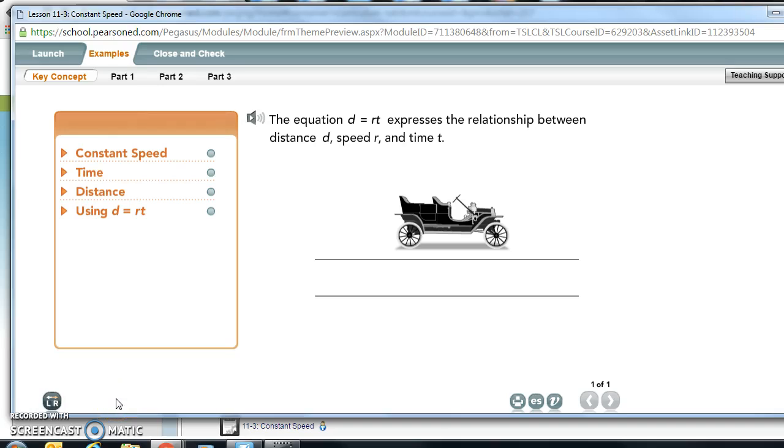So if you've ever driven a car before or been on a bus, which I know you all have, you've seen those signs on the side of the road that say 50 miles an hour, 35 miles an hour. But what we don't do often enough is calculate how long it's going to take us to get somewhere or how far we've gone. The equation d = rt expresses the relationship between the distance, d, speed, r, and time, t.